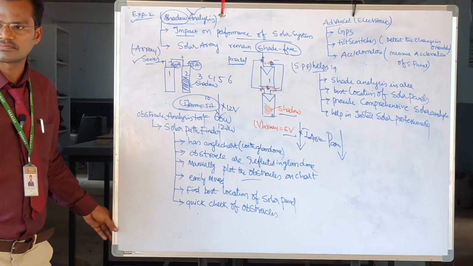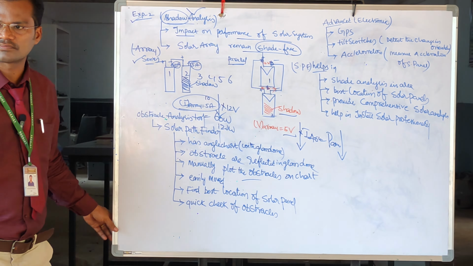Now coming to the tools. This was about voltage and current effects. Let's see how I have to install a solar panel which is free from shadow. For this we have some latest tools. The name of the tool is called obstacle analysis tool. Without this tool, if there is some obstacle that you have not identified, you have to sit in the plant and draw the diagram for 12 hours. So rather than that, we have the latest tool by the manufacturers which is called obstacle analysis tool, and this is also called solar pathfinder.